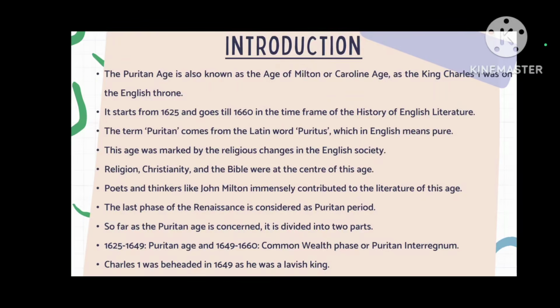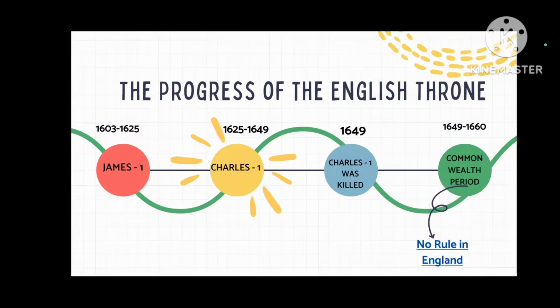So this was about the introduction of the Puritan period. Now going to the next slide. For better understanding, I have made this diagram where you can see the progress of the English throne. From 1603 till 1625, James I was on the English throne. He was James VI of Scotland, but when he came to England he became James I, and the people were not happy because he came from Scotland and was ruling the people of England.